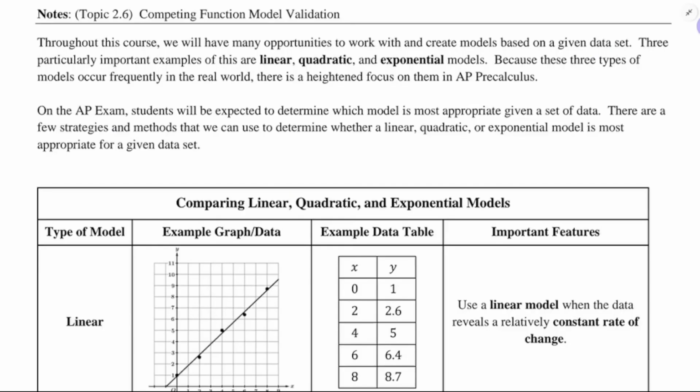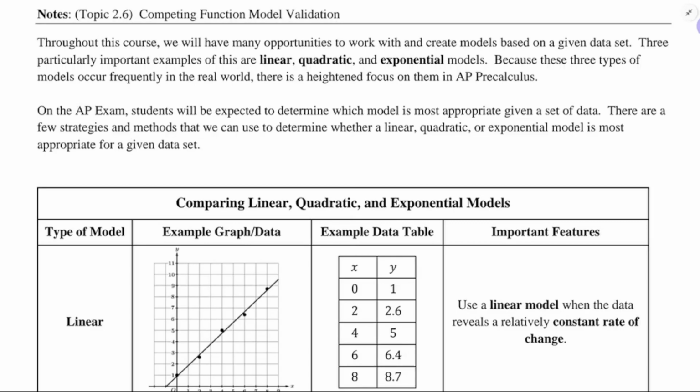The next section of the note starts talking about competing function model validation. And this, I think, fits right in with what we were talking about before, like which model do I choose? That's a valid question that we need to tackle in this course. There's going to be a lot of linear, quadratic, and exponential, and that's what we're going to mainly be focused on, but we do also need to be concerned with logs, which I will show you in this video, and also cubic and possibly quartic and maybe even sinusoidal as well.